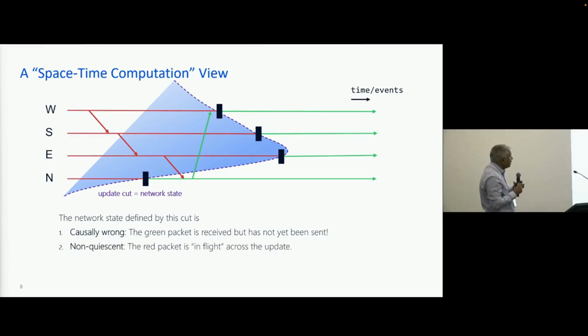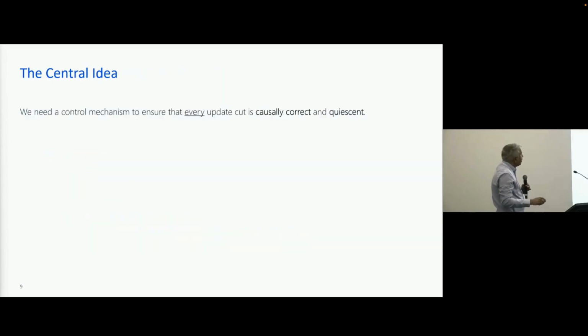And secondly, the state is non-quiescent in the sense that the red packet is in flight across the update. That's the original crossing that we saw. Okay? So now imagine that you had a cut where everything was causally correct and the cut was quiescent. That would mean that the cut was consistent, and that all of the red actions were to the left of the cut, all the green actions were to the right of the cut. So this would establish consistency.